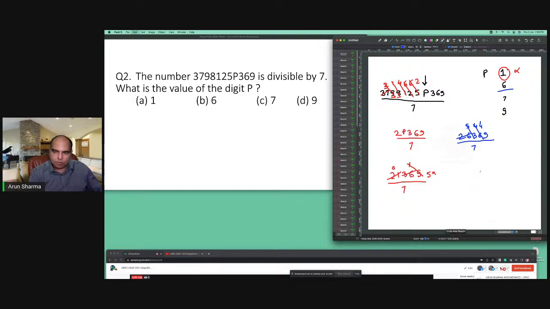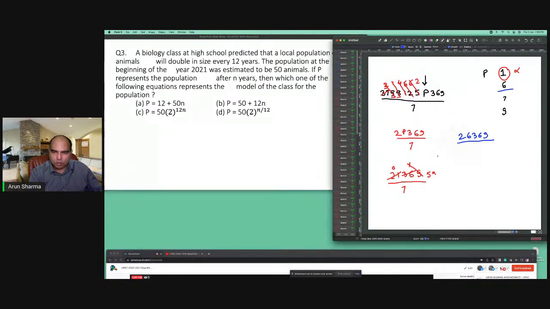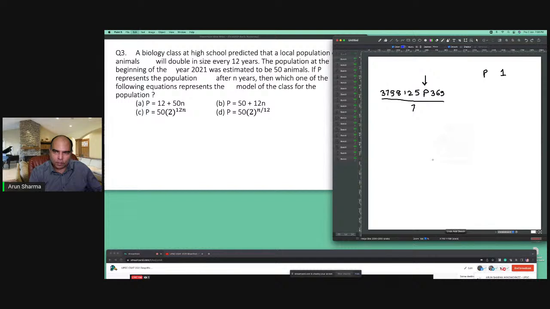Right, so this is the second question. While I clean this board, you guys can go to the third one and try to do this one. This question is based on geometric progressions. Have a look at this question.